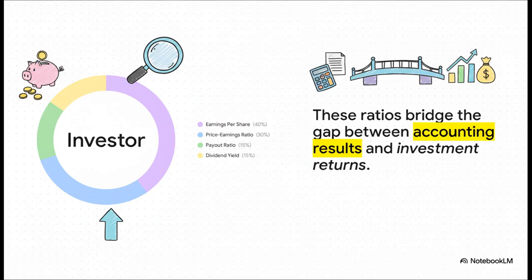Earnings per share, or EPS, takes that big net income number and boils it down to a per-share basis. The PE ratio connects those earnings to the stock price, giving you a feel for how the market values the company. And the payout ratio and dividend yield, they're all about the cash. How much of the profit is actually coming back to you, the shareholder, as a dividend? These are the ratios that really bridge the gap between the accountant's report and your investment portfolio.